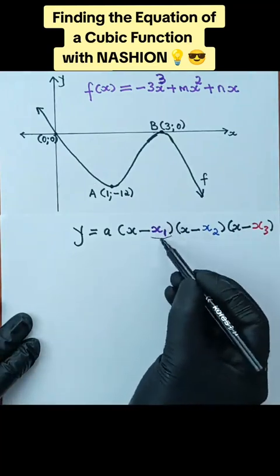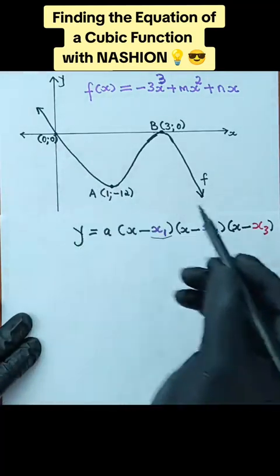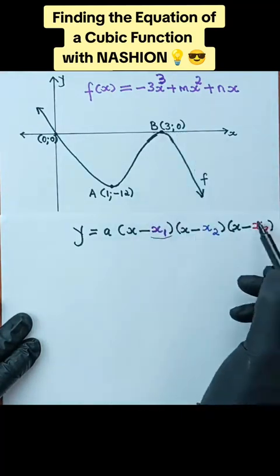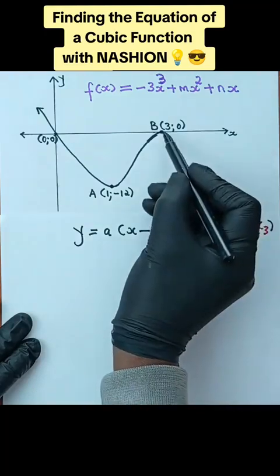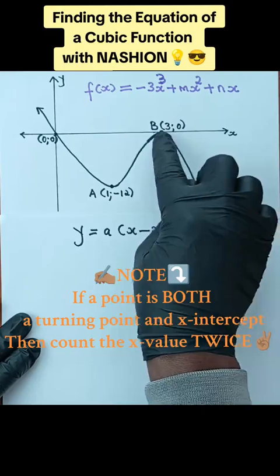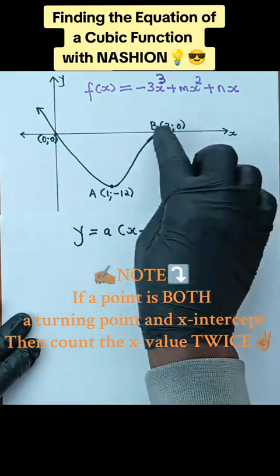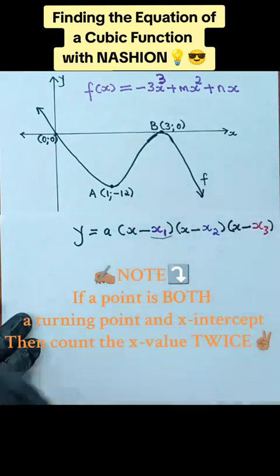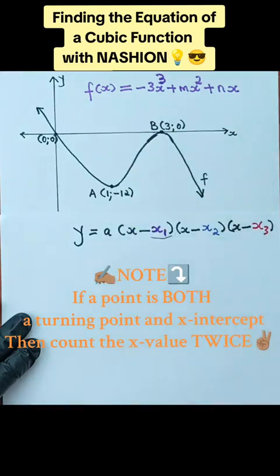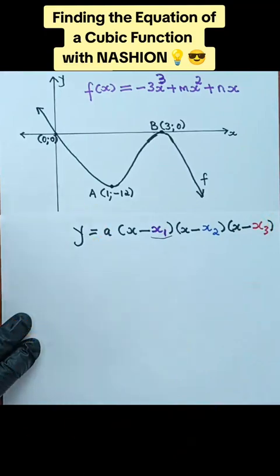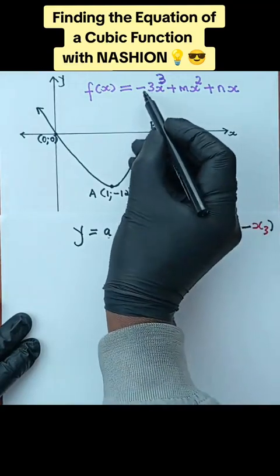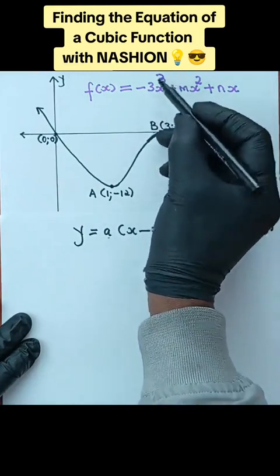Where x1 is 0, x2 from another point, that's 3, and again x3 from the same point, 3. Why? When you look at point B here, it represents the x-intercept and again it represents the turning point. So x values are 2 of them. Not forgetting the value of A, which is already given in the original equation. That's -3, the coefficient of x cubed.